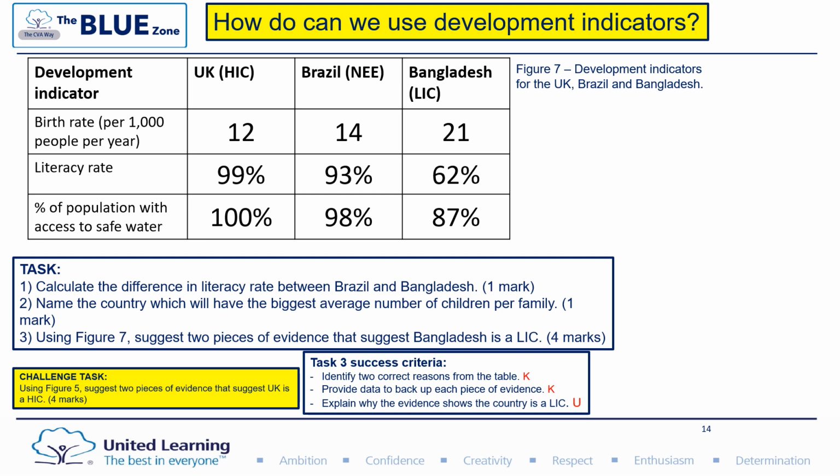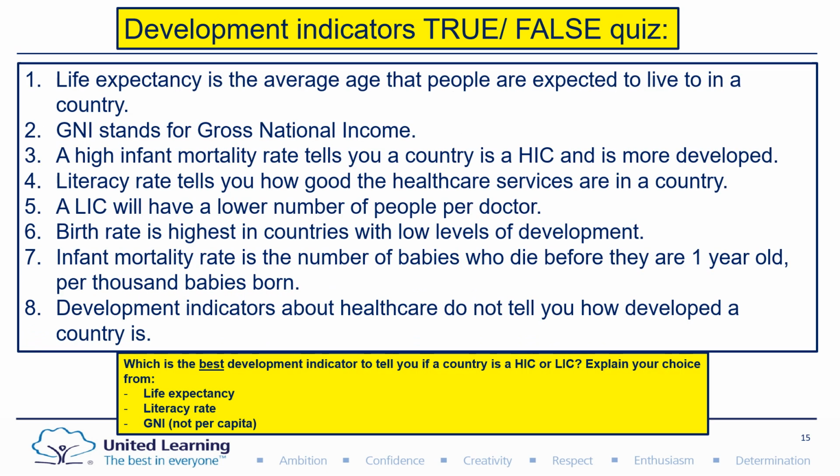Brilliant, well done guys, excellent work so far. Remember, keep that work safe and email it to your teacher when the lesson has all finished. So we continue. Just a quick true or false quiz, so please just write down the numbers 1 to 8 and then we're just going to go through are they true or false. So pause it here, write down the numbers and true or false.